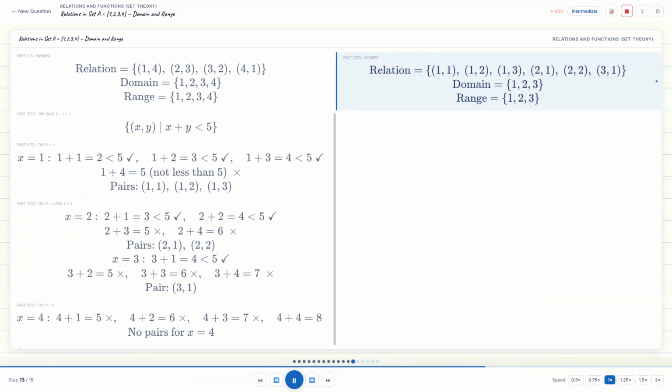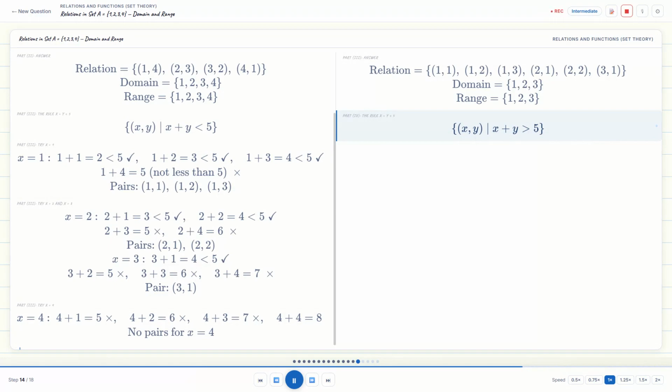Here is the answer for part 3. The first numbers we used are 1, 2, and 3. So the domain is 1, 2, 3. The second numbers are also 1, 2, and 3. So the range is 1, 2, 3. Notice that 4 is not in the domain or range.